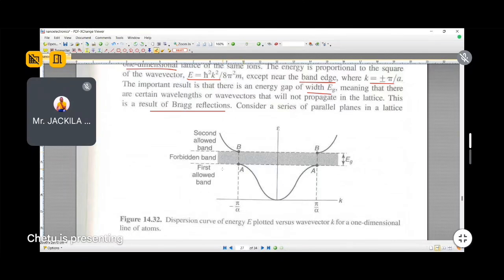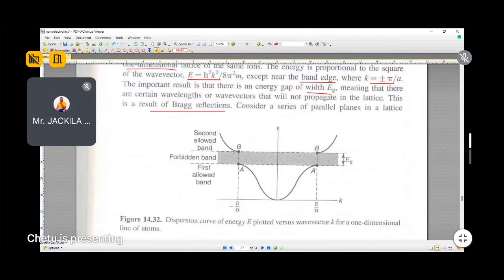These are the interplanar arrangements, and when you go from one plane to another there is some gap. Only waves which are multiples of this particular interplanar length will be reflected, and the rest of the waves will die out. So the energy is not continuous. There is a sudden change in the energy, so this is a forbidden region.